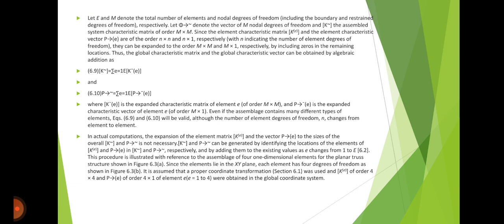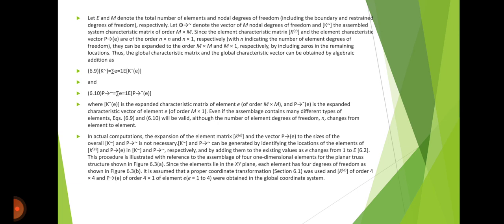In actual computation, the expansion of the element matrix K of E and vector P of E to the sizes of overall K and P is not necessary. K and P can be generated by identifying the locations of the elements of K of E and P of E in K and P respectively, and by adding them to the existing values as E changes from 1 to e, equation 6.2.